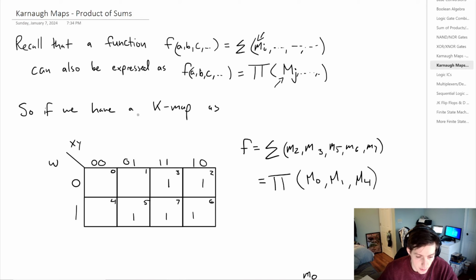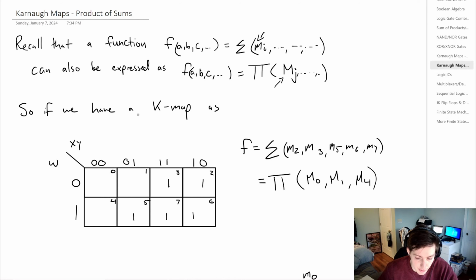In the last video, we looked at Karnaugh maps, or K-maps, in the fashion of a sum of products, and today we're going to look at the product of sums approach. So recall that a function can be expressed as a sum of products, where we have the summation and then all of our lowercase m's, which represent all of the min terms, and then we can also express it as a product of sums where we have a capital M, and then we have all the max terms that follow.